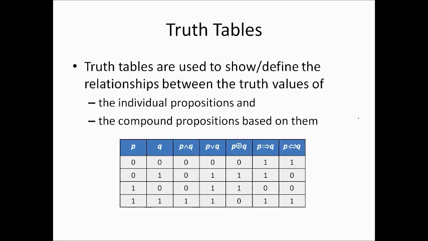Okay, so to summarize the truth tables, there is the summary of all of our answers. We have the propositional variables P and Q, and we have the logical AND, the logical OR, the exclusive OR, the implication, and the biconditional.